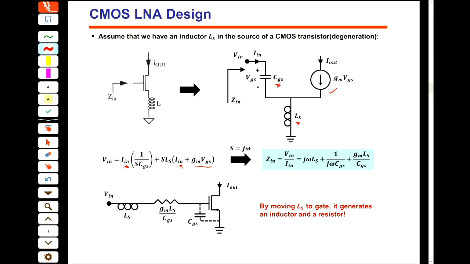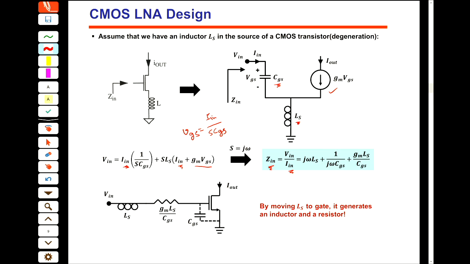And then to find V in divided by I in, you can easily say that VGS here equals I in divided by SCGS. And then you can simply find the input impedance of this transistor.